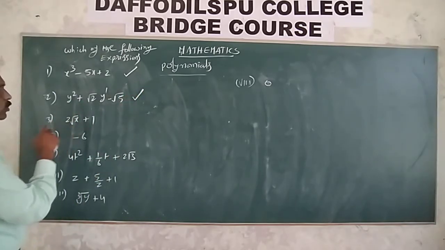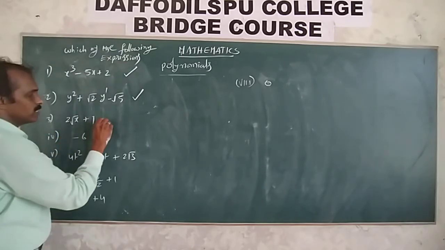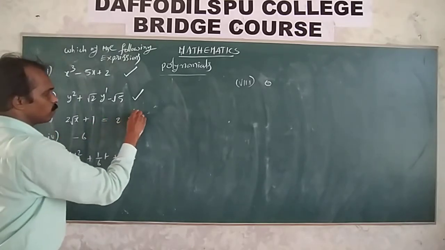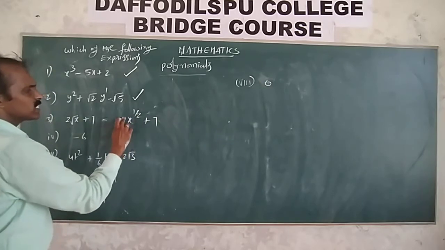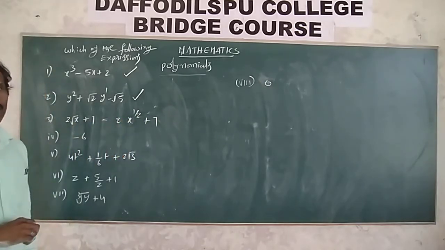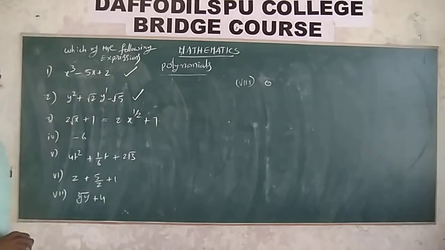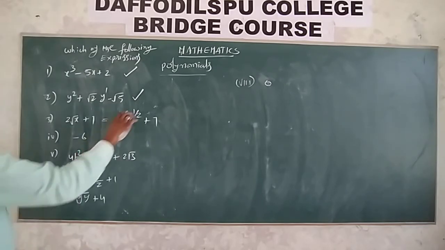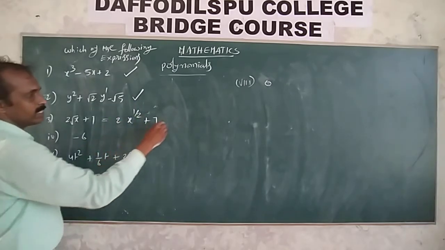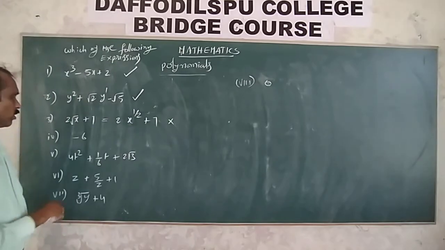Next, root 2 into root x. This can be written as x to the power of 1 by 2. So the power is not a non-negative integer, its power is 1 by 2, a rational number. So that's why it is not a polynomial.